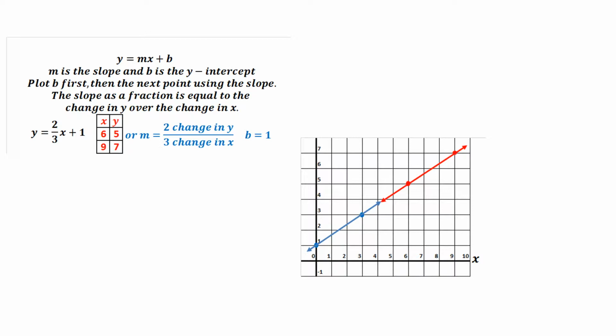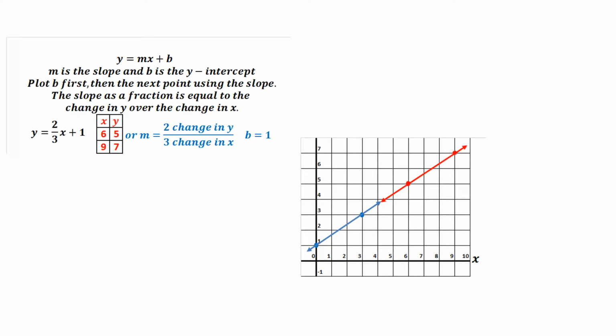So we could start at the origin, 0, 0. We go over 6 steps to the right, and then we go up 5 steps, and we see a red dot. We can now put in 9 for x, then 2/3 times 9. 3 goes into 9 3 times. 2 times 3 is 6, plus 1 is 7. So we go over 9, go up 7, and we put another dot, and we connect the red dots. And of course, this is the same line.